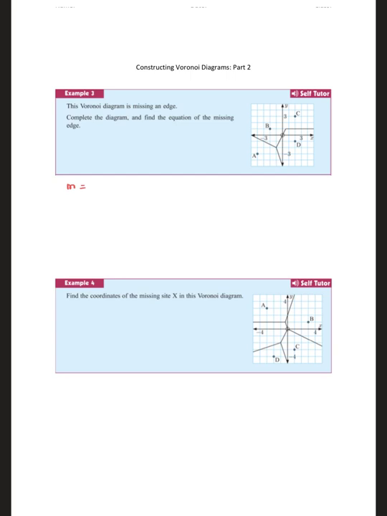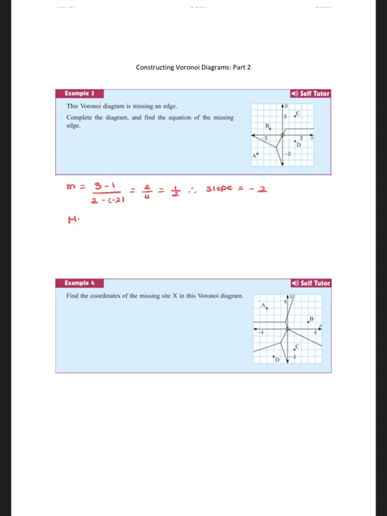So if I'm going to find the gradient of BC, I have 3 minus 1 over 2 minus negative 2, which is equal to 2/4, which is equal to 1/2. Therefore, our slope is equal to negative 2. And I'm going to now find the midpoint, right? So go ahead and find the midpoint of BC.